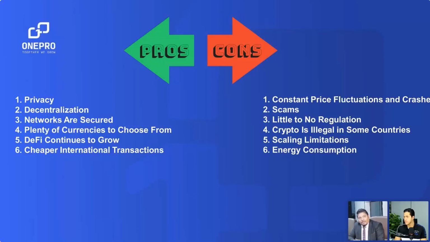Okay, cheaper international transaction. Yes, it's a cheaper international transaction. Transaction will take only less than 5 minutes, and then you can get a very good rate, better than the other transaction methods. Now, the bad things: constant price fluctuations and crashes. Yes, you know what happened to Bitcoin. It went to 69,000 and it went back to 17,000. Again, it touched 20,000, and then you have no clue. Some people are saying Bitcoin goes up, Bitcoin goes down, but the fluctuation is very high. So especially if you're trading with Bitcoin in the futures market in Binance, there's a huge risk involved.